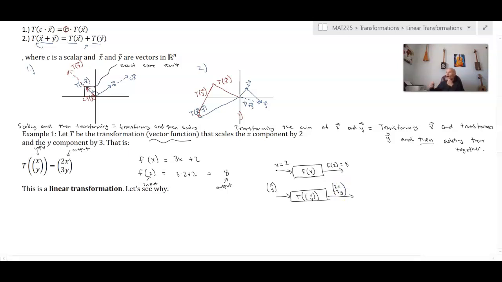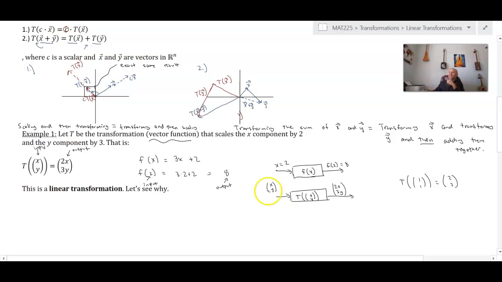Okay, and just as a quick example, let's say I took the transformation of the vector 1, 1. Well, it's going to double the x component. 2 times 1 is 2. It's going to triple the y component. 3 times 1 is 3. And that's going to be my output. So the vector 1, 1 gets transformed into the new vector 2, 3, which again is just a stretch and a rotation.